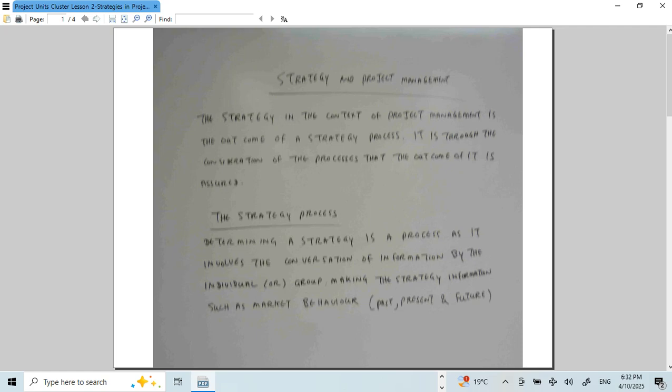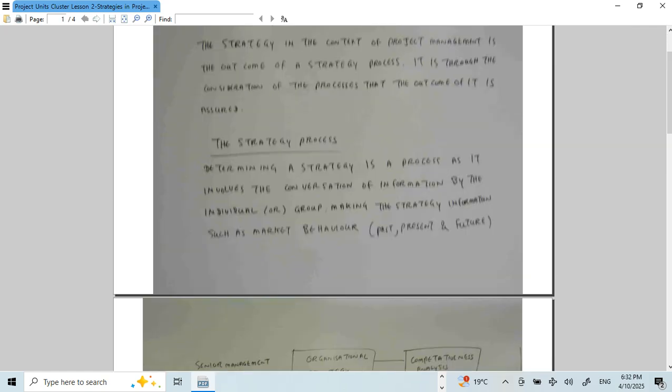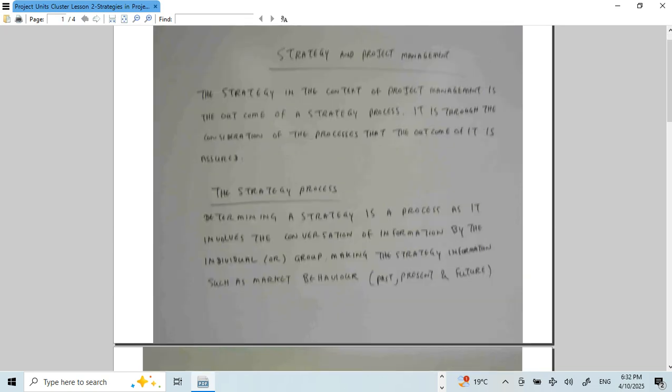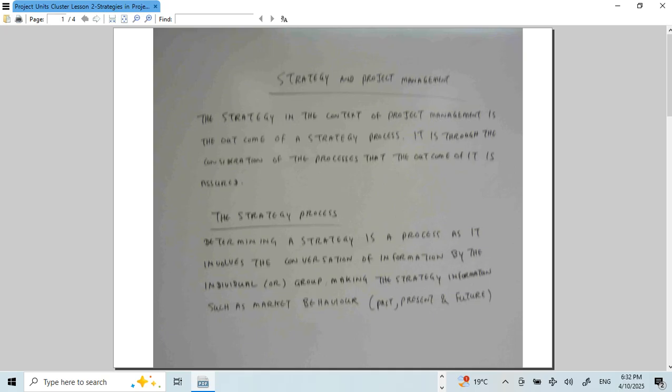So the strategy is the process that determines how to involve the individual group members. When you determine the strategy, you have to have many discussions with the stakeholders and clients, and you need to collect the information. For example, if you are making a marketing project, the market behavior in the past and the expected behavior in the future. All that information needs to be acquired, and then you have to implement the appropriate strategy.